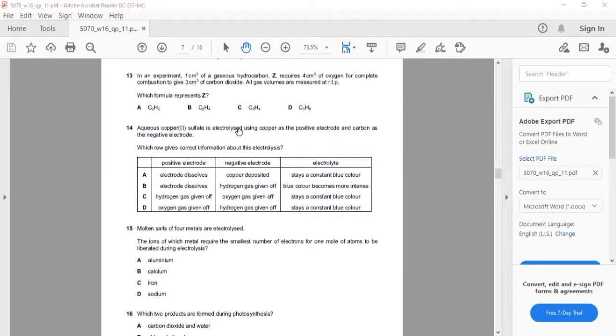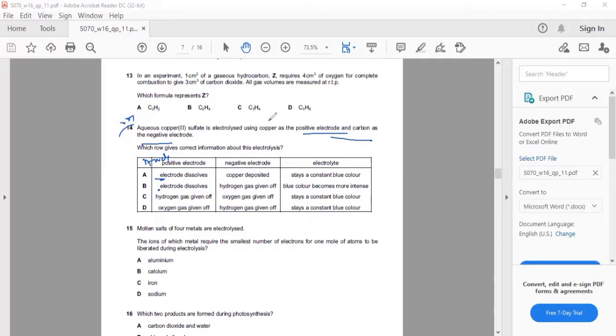Aqueous copper sulfate electrolyte was electrolyzed using copper. It is a very important, very frequently asked question. Use copper as the positive electrode and carbon as the negative electrode. Okay. So anode dissolves. If you use copper as the positive electrode, the anode dissolves. Positive electrode means anode. The electrode dissolves here, so A is an answer.